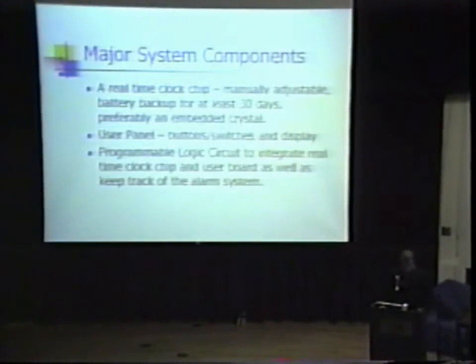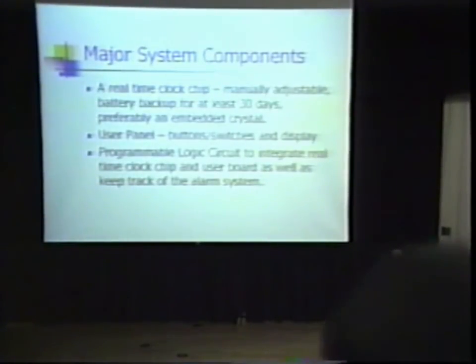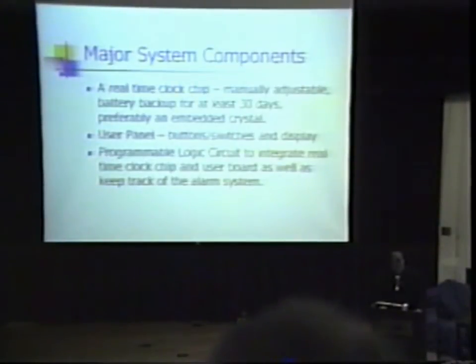The major components of the system included a real-time clock chip that had to be manually adjustable, have a battery backup for at least 30 days, and preferably an embedded crystal. A user panel was needed that had buttons and switches and a display. And finally, a programmable logic circuit to integrate the real-time clock chip and the user panel, as well as keep track of the alarm system.